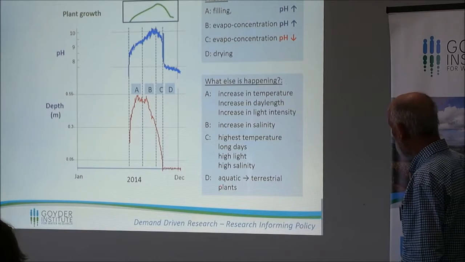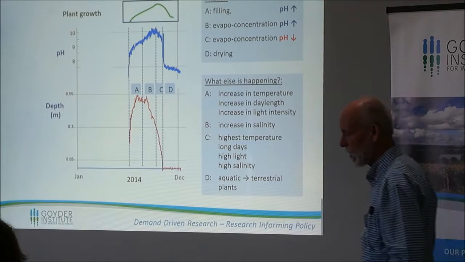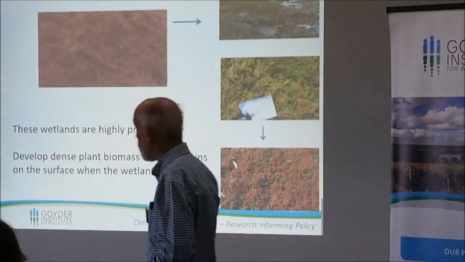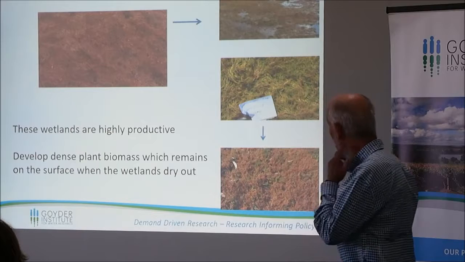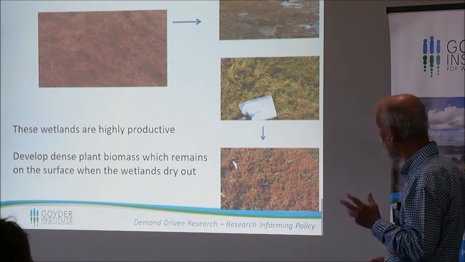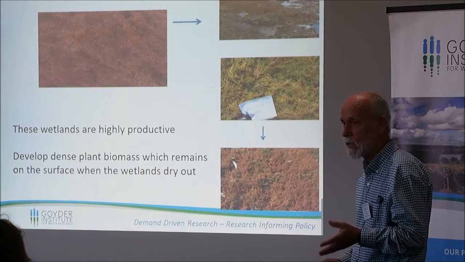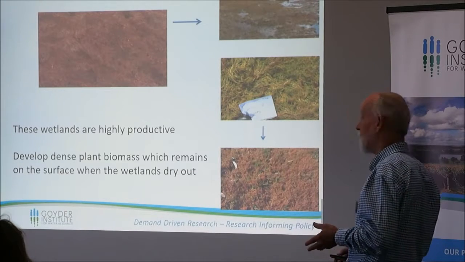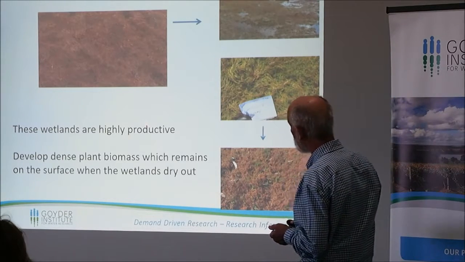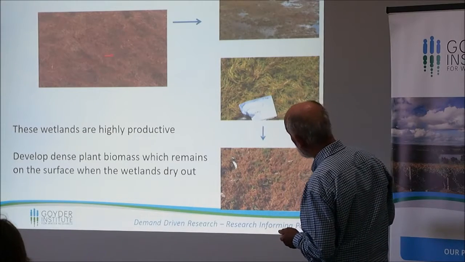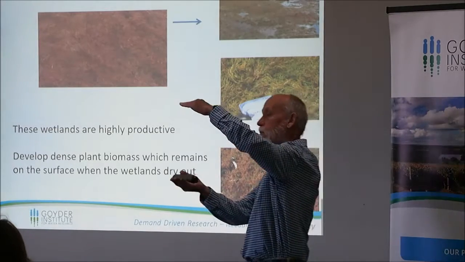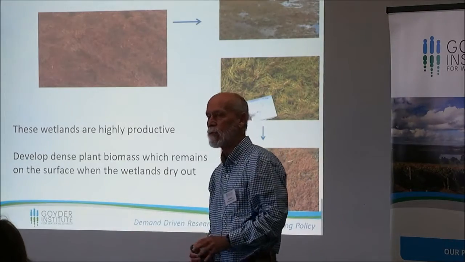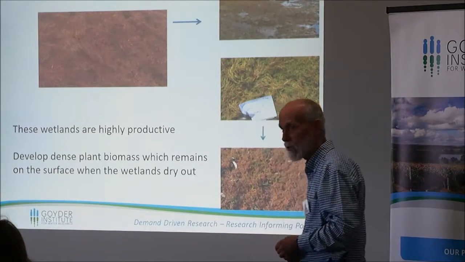And then, as it dries out, the aquatic plants give way to terrestrial plants. But when we first went to these wetlands, the thing that struck me was how dense the vegetation was. These are highly productive wetlands, with lots of plants, especially aquatic plants. This is here at Tarratap, and you can't see it, but the depth is about 30 centimetres, and it's just absolutely covered, completely dense with vegetation.